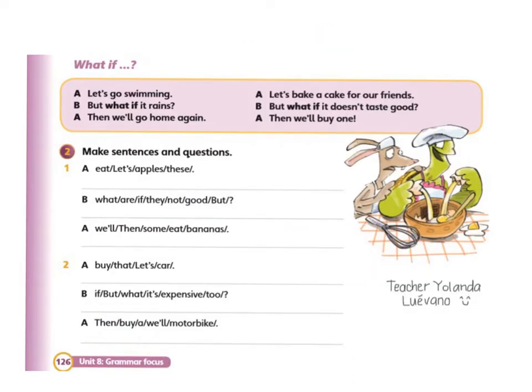We're going to continue working with first conditional but now in interrogative form. When it comes to the second exercise, we have a conversation that says, what if? Let's pay attention. It says, let's go swimming. But what if it rains? Then we'll go home again. Next conversation, let's bake a cake for our friends. But what if it doesn't taste good? Then we'll buy one. Okay? We have all of the words that are necessary, but they are scrambled. So you have to unscramble the words and make two dialogues which look similar to these ones. Okay? Pay attention to the examples, please.